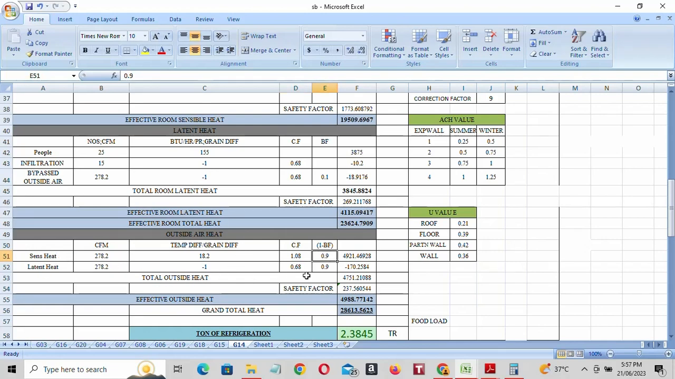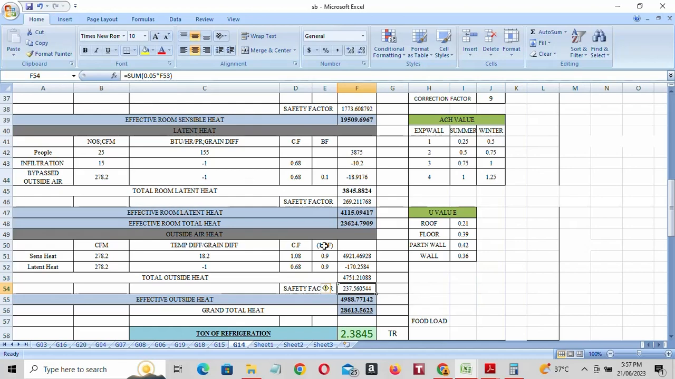And for latent heat, the conversion factor is 0.68. And here 1 minus balance factor, you will get this value. And total outside heat is 4751.21088. You have to add a safety factor, you have to multiply with 0.05.